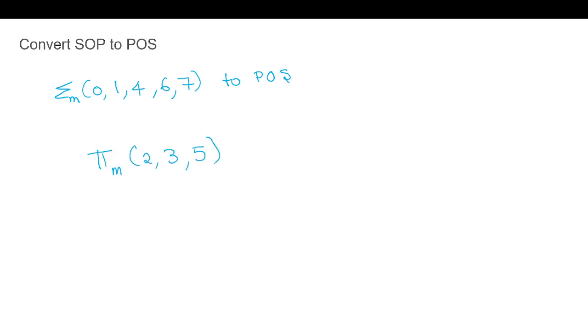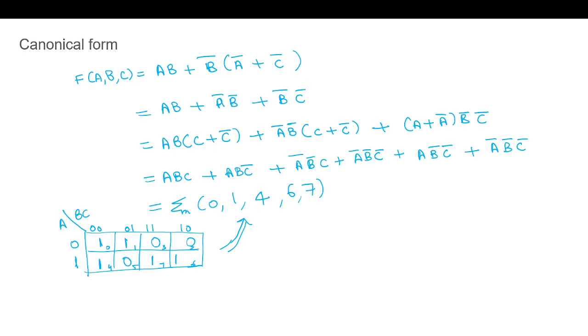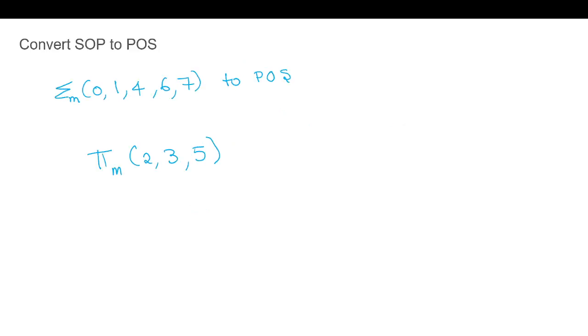Next, to convert an SOP to POS form. If we have SOP minterms as 0, 1, 4, 6, 7, then what will be the POS for this? The POS will be the product of capital M 2, 3, and 5, the terms which are not included in the SOP. So what is the POS? The zeros are 2, 3, 5.